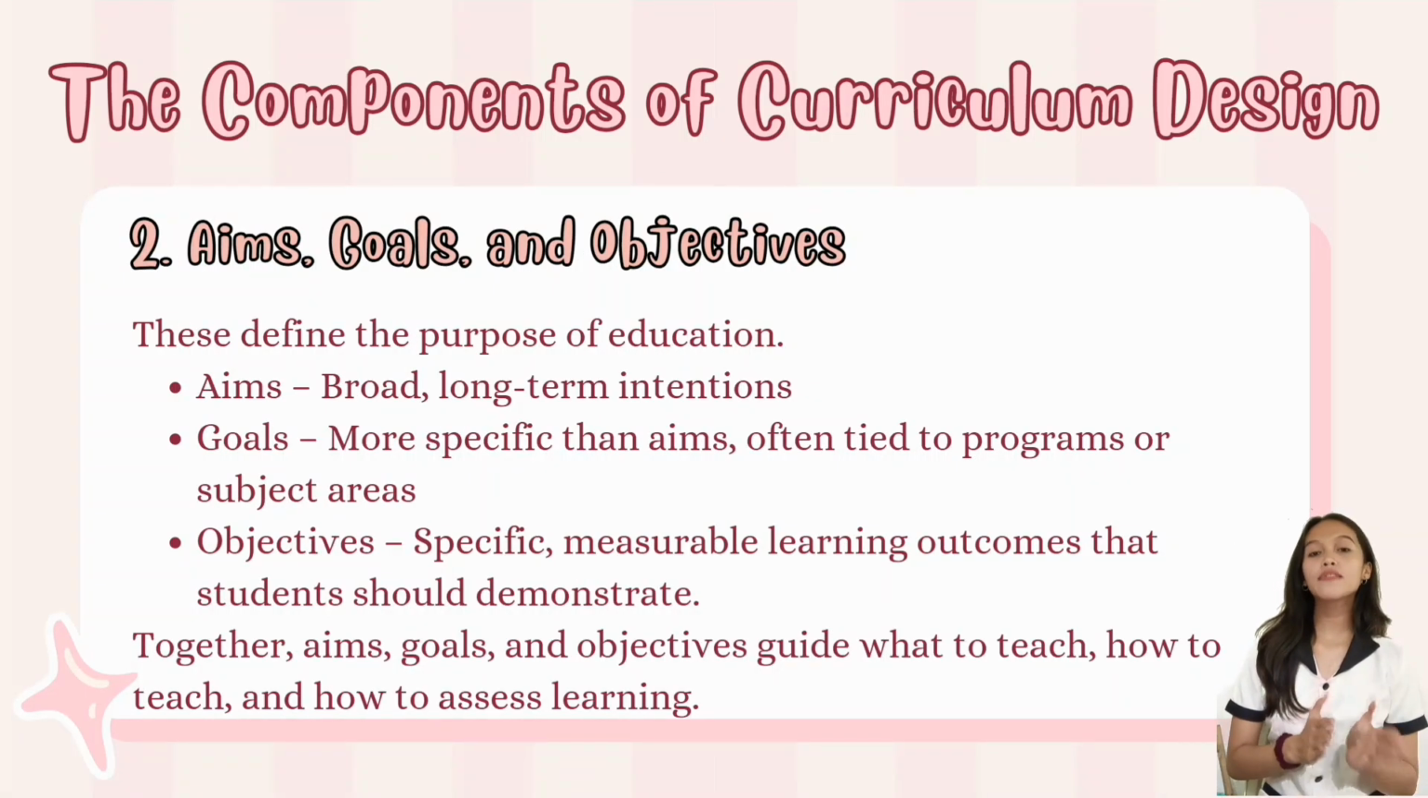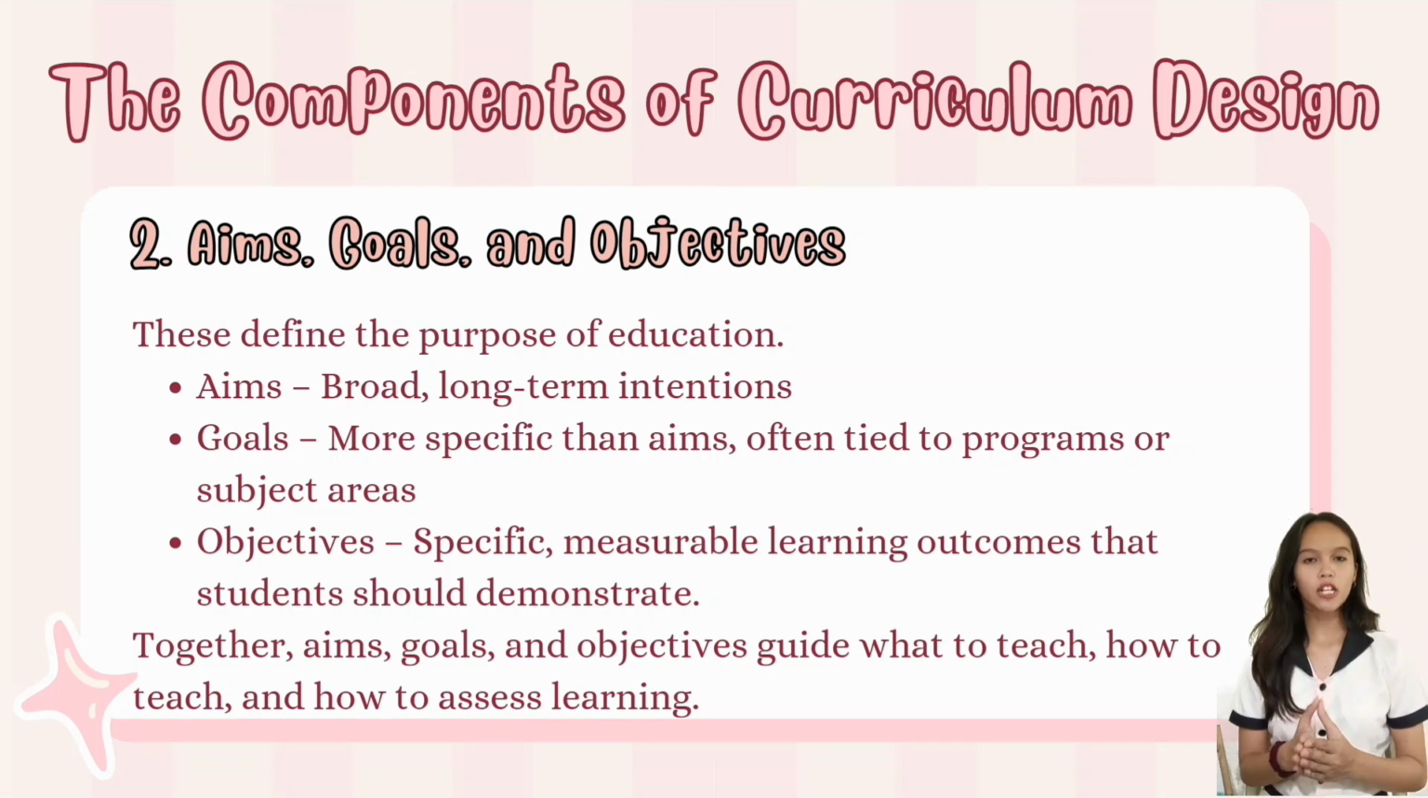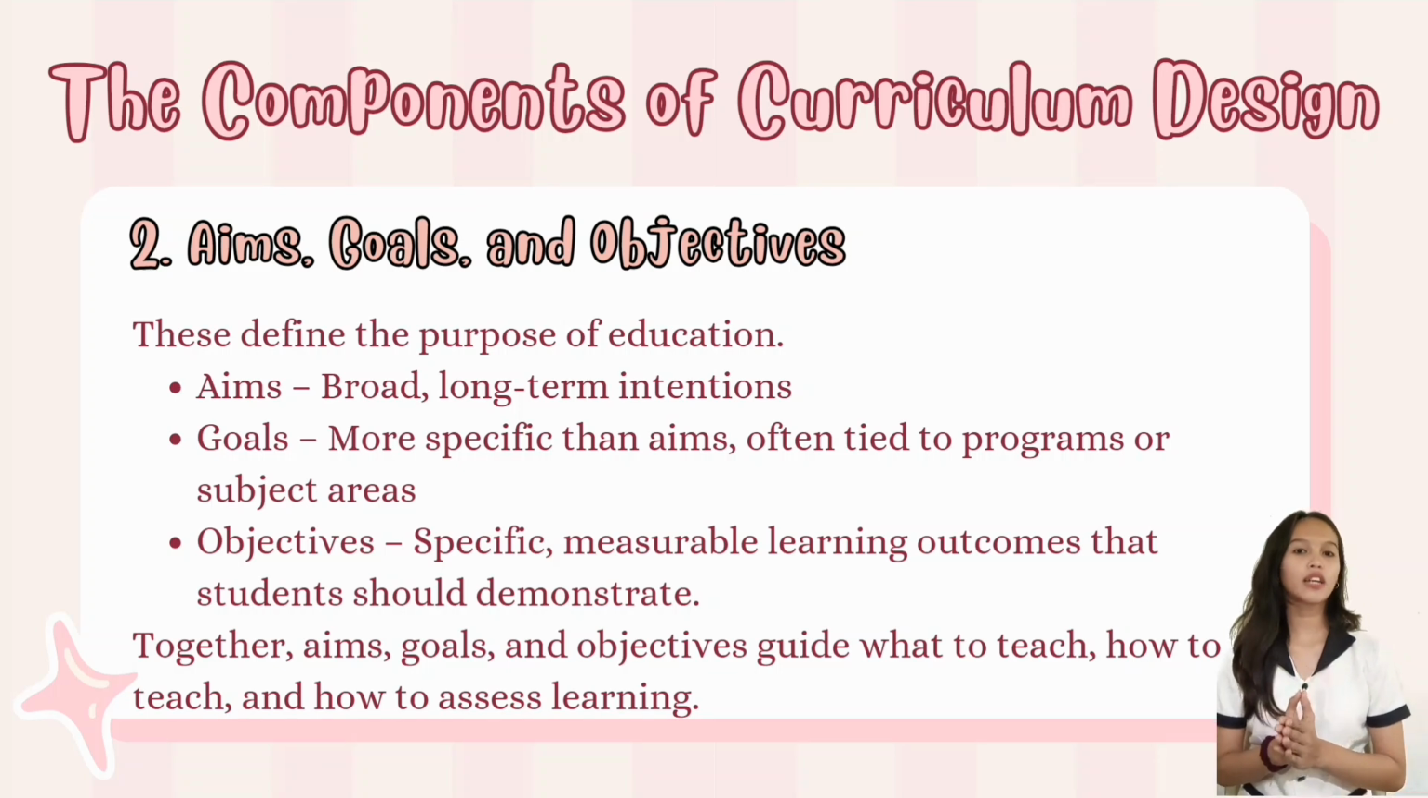Second, you have aims, goals, and objectives, where the expected learning results are stated clearly. So this is the purpose of education. Aims are broad, long-term intentions, like developing lifelong learners. Goals are more specific, usually tied to a subject or program, like helping students understand democratic values. Objectives are the most specific. These are measurable learning outcomes written in SMART terms.